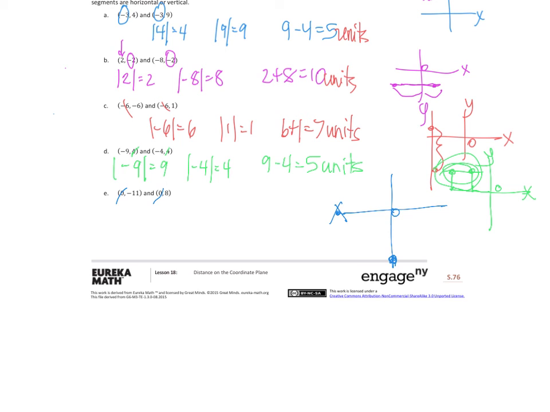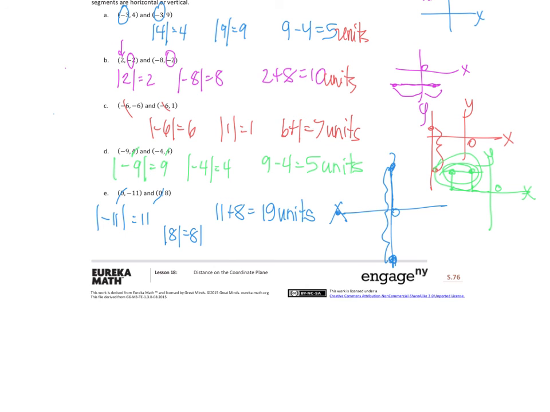So I'm at 0 and I'm up to 8. So look at that. I'm going to do this distance plus this distance to find the whole total distance. So let me go. Absolute value of -11 is 11. Absolute value of 8 is 8, and I am going to add those up to get a grand total of 19 units.